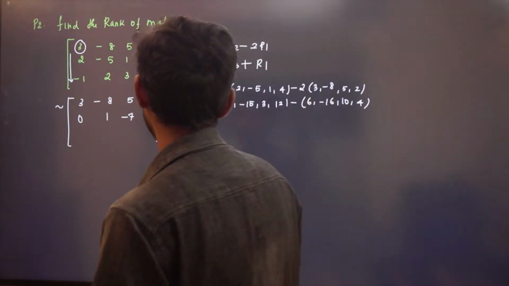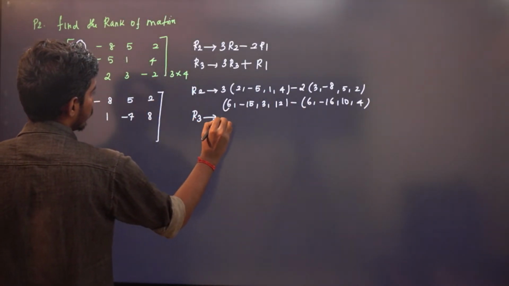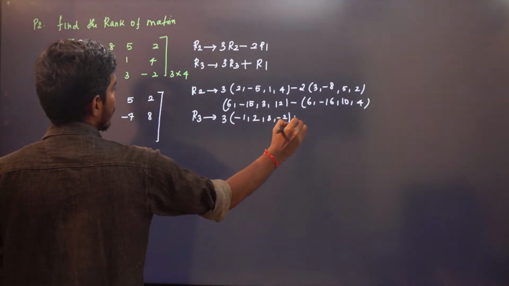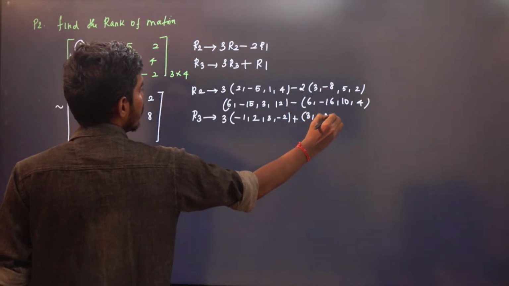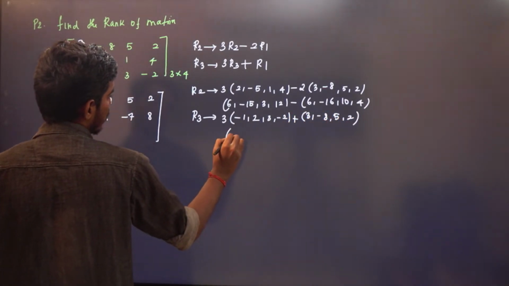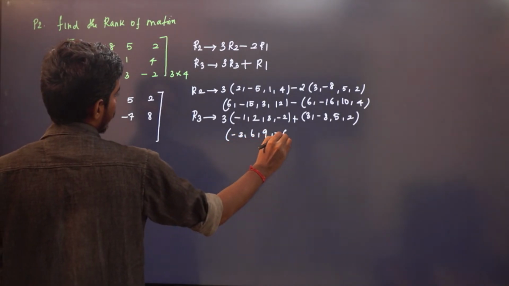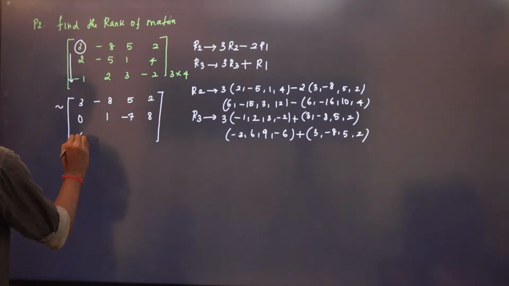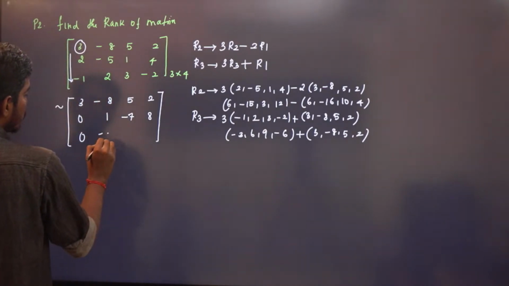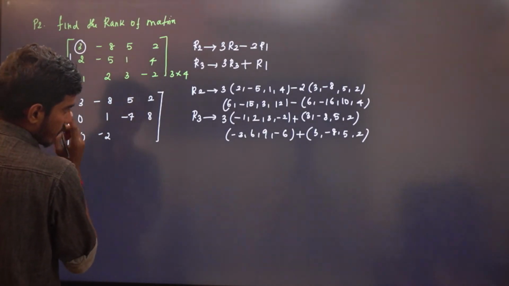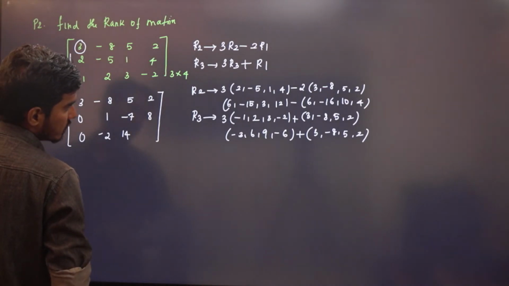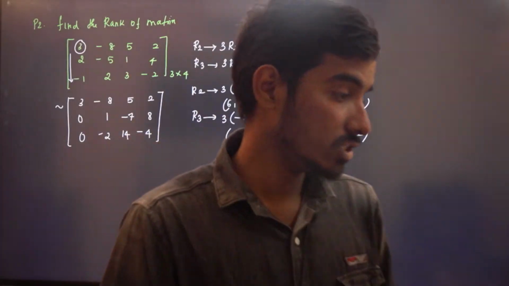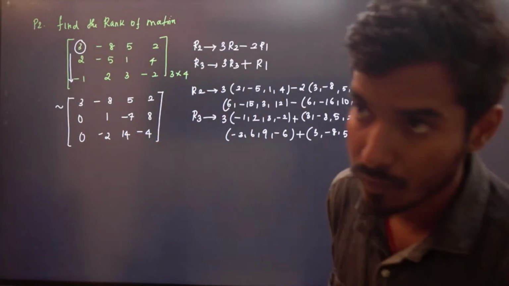Now we move on to R3. R3 is transformed to 3 times R3 plus R1. So 3 times minus 1, 2, 3, minus 2 is minus 3, 6, 9, minus 6, plus 3, minus 8, 5, 2. So minus 3 plus 3 is 0. 6 plus minus 8 is minus 2. 9 plus 5 is 14. Minus 6 plus 2 is minus 4. So we are done with the first step: first row, first non-zero element, and below that everything is 0.